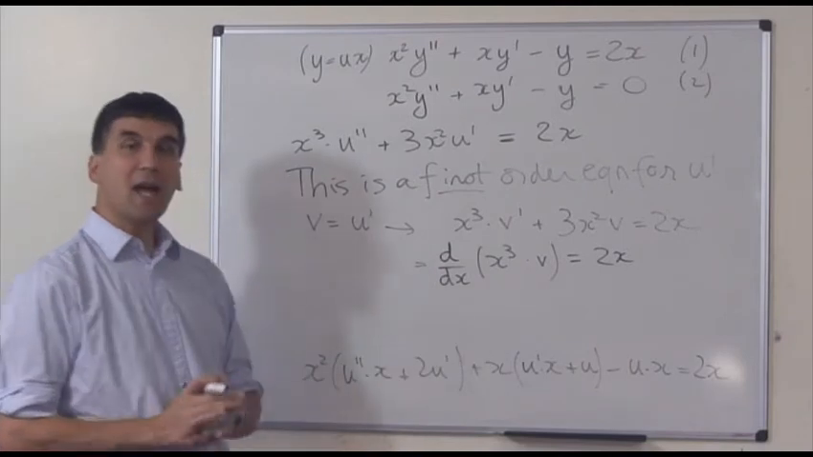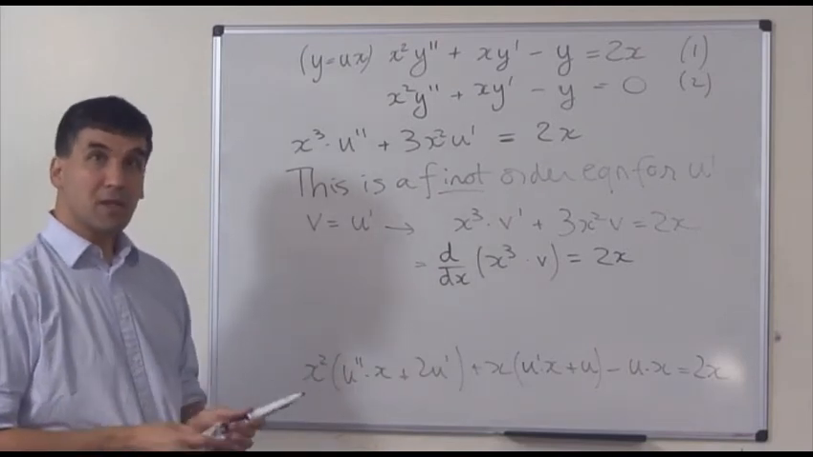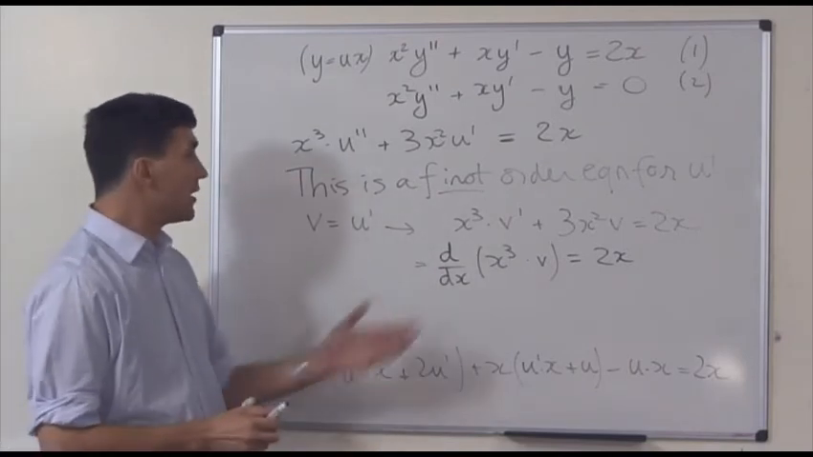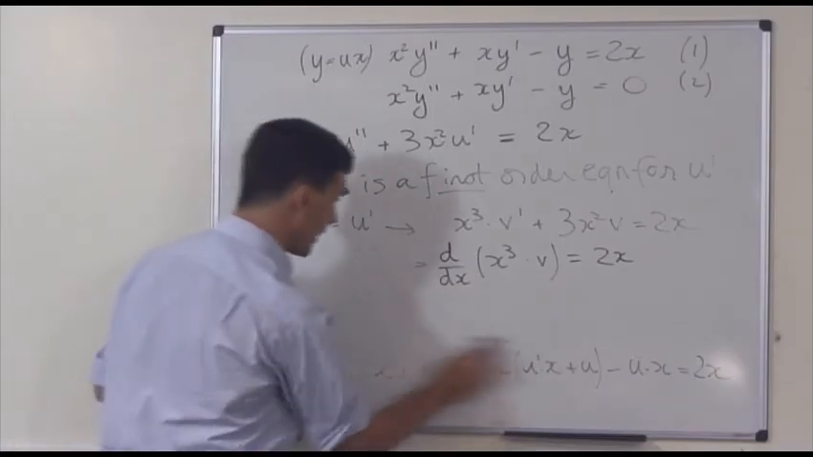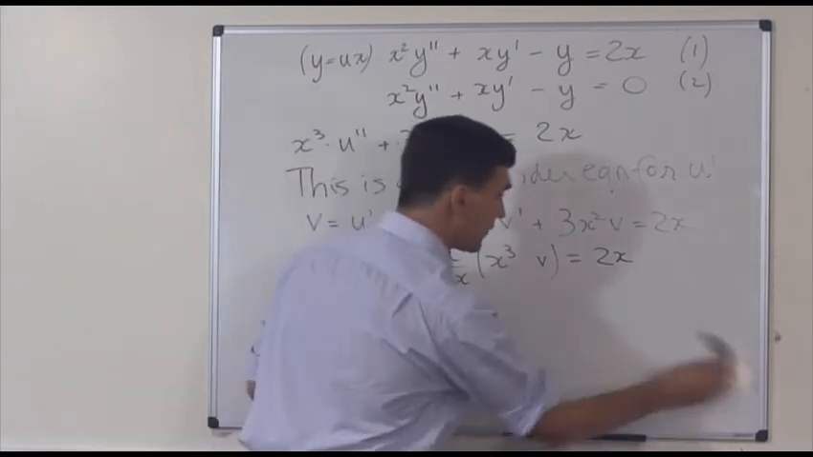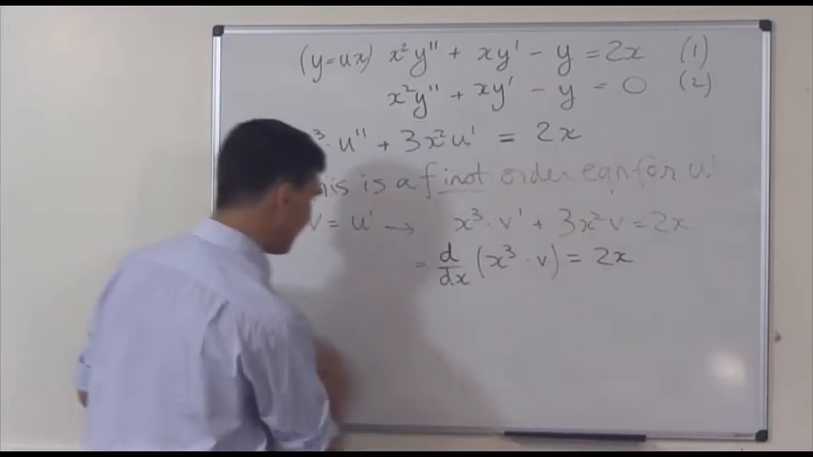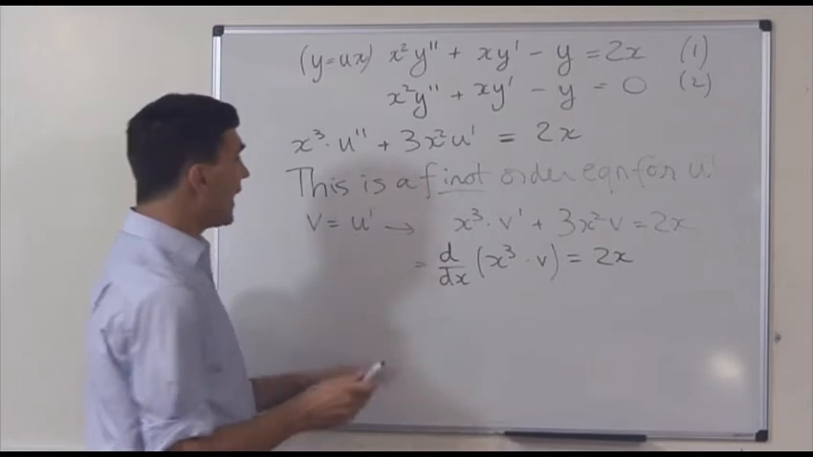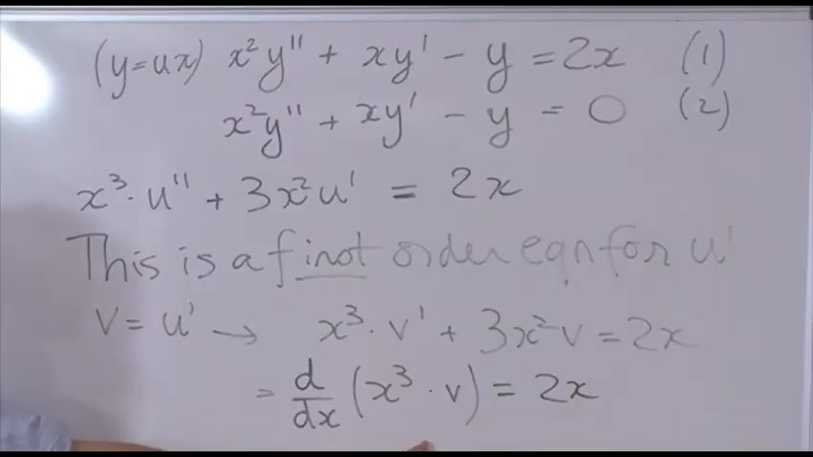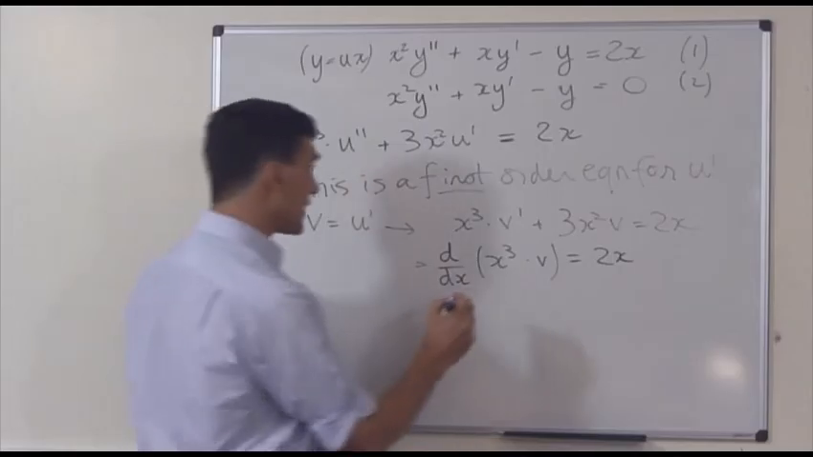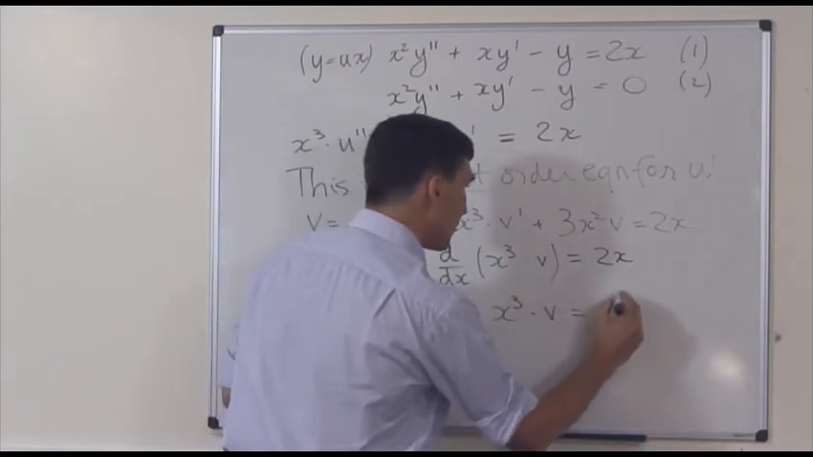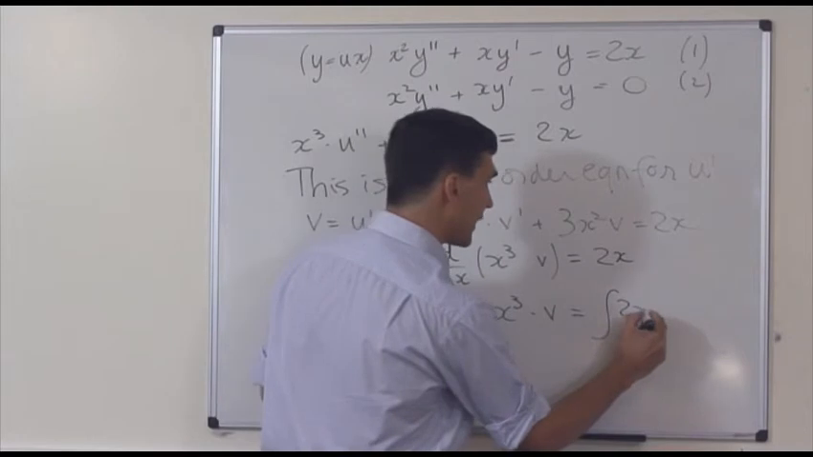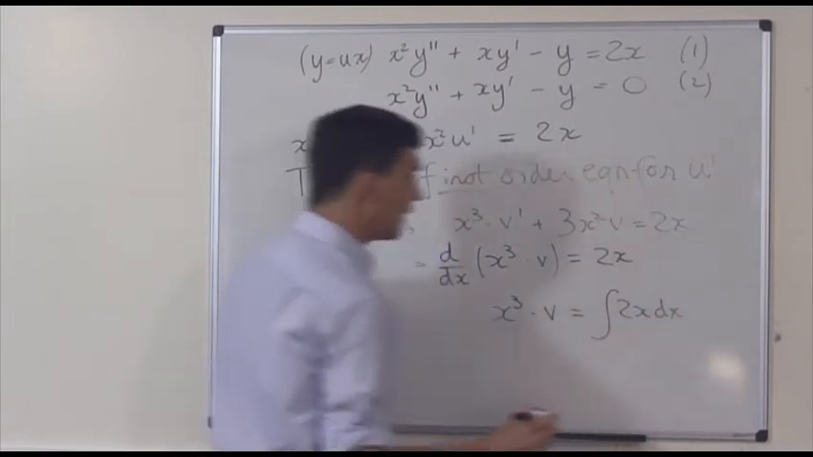Now, we have the derivative of something equals 2x. So we can work out what that something is by integrating. So we integrate both sides of that equation. On the left, we've got the derivative of something, and when we integrate that, you get that something back again. So it is x cubed times v is equal to the integral of 2x dx.